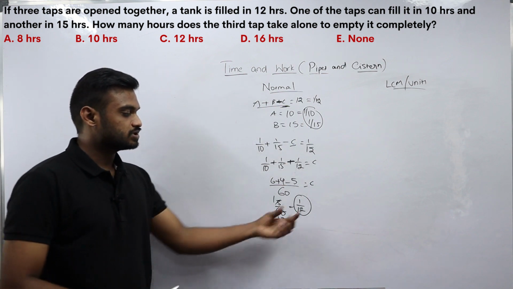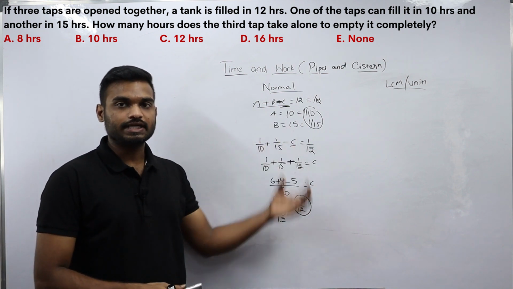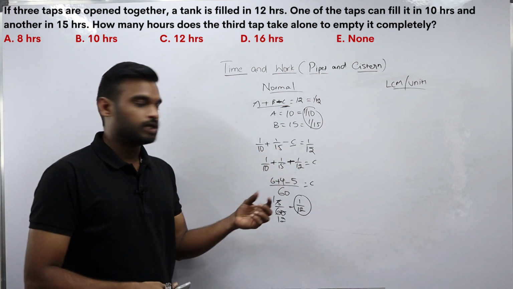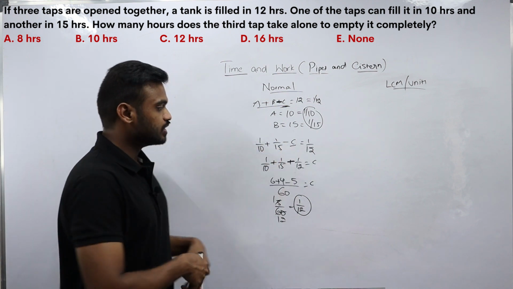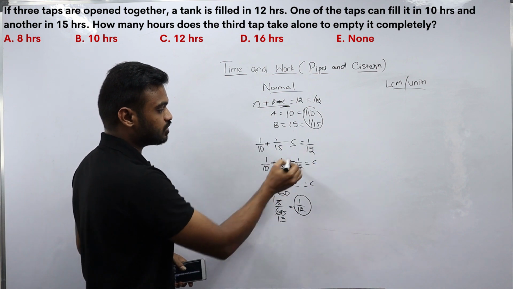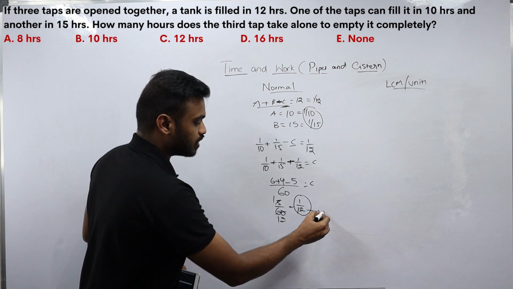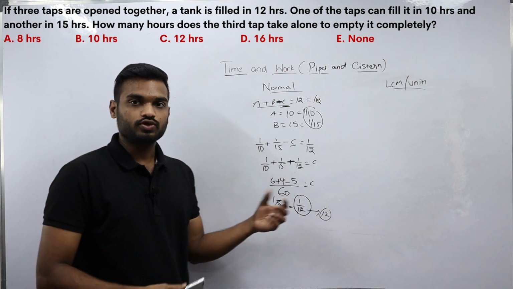So C totally takes 12 hours to empty the total tank. Here C is emptying the tank. That's the reason we are keeping a negative sign for C. And also we are sending this C to the right hand side and 1 by 12 to the left hand side. So we will get 1 by 12. That is, C takes totally 12 hours to empty the total tank.